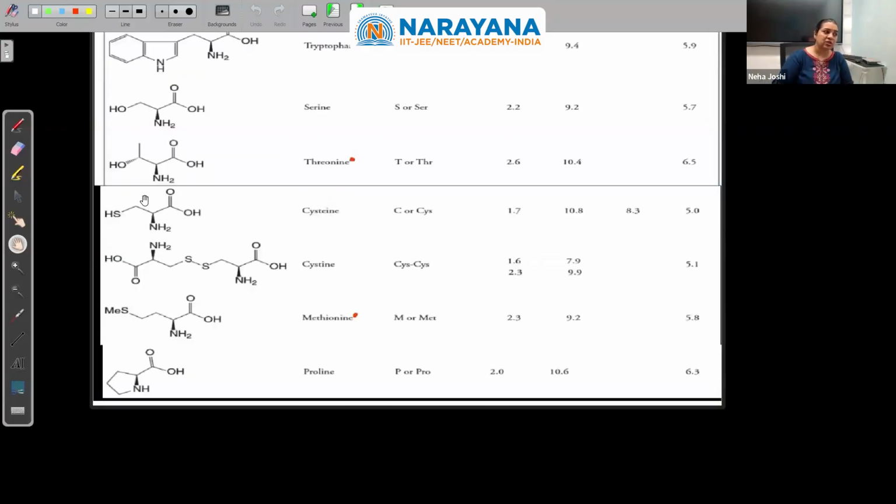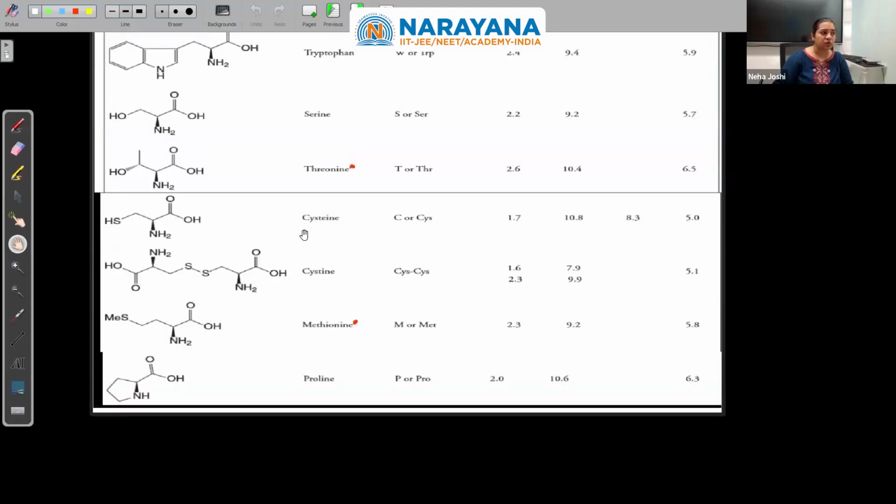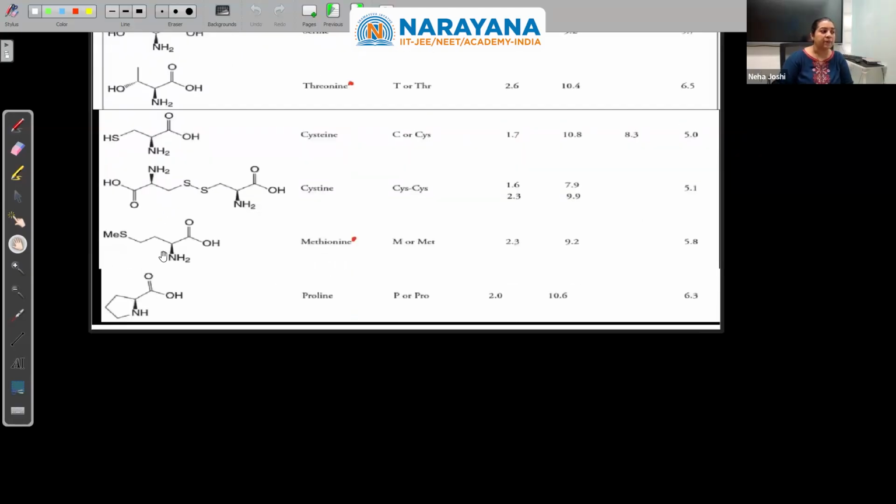Cysteine, CH2SH is the alkyl part. Cystine is just a dimer of this. Okay, it is just a dimer of this. Methionine is CH2CH2SMe. Proline is the only one having the alpha amino as a 2-degree nitrogen or 2-degree amino group. Okay, so this is important because this is the only one where this is a 2-degree amine group.